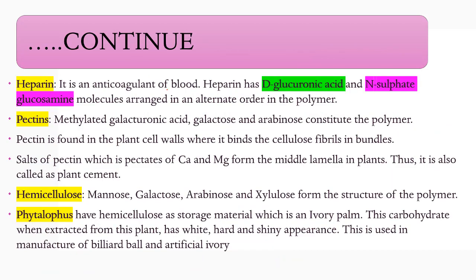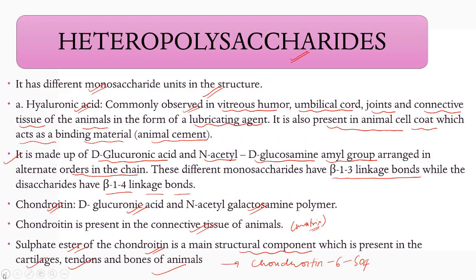Heparin. Heparin is the anticoagulant of blood. Heparin has D-glucuronic acid and N-sulfate glucosamine molecules arranged in an alternate order in the polymer. So heparin is a polymer of D-glucuronic acid and N-sulfate glucosamine. Then chondroitin 6 sulfate is a polymer of D-glucuronic acid and N-acetyl galactosamine. Then hyaluronic acid is a polymer with beta 1,3 and beta 1,4 glycosidic linkages. Understood?